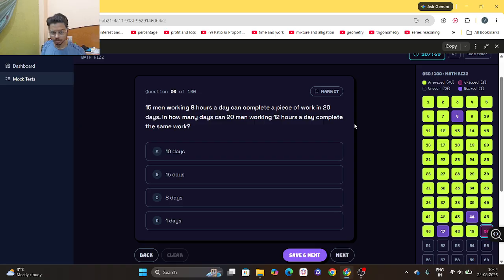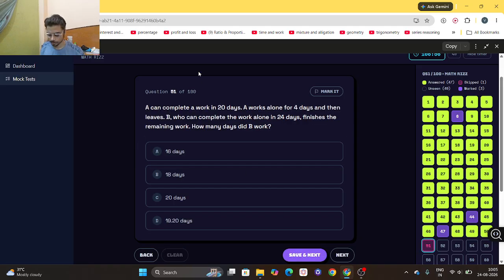20 days. 15 men in 8 hours can do a piece of work in 20 days. 15 men in 8 hours and 20 days will do 120 into 20, 2400 units. That is total work. In how many days can 20 men working 12 hours a day do it? 20 men into 12 hours a day, in x days will do 2400. So 10 days.